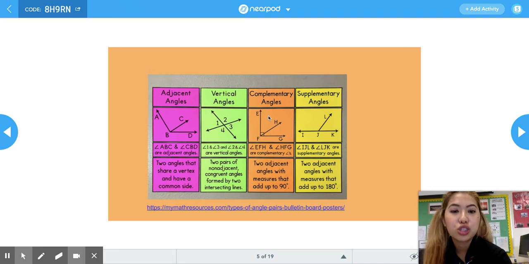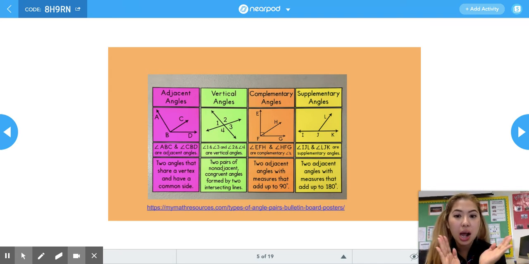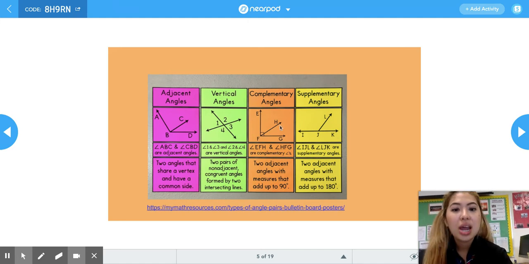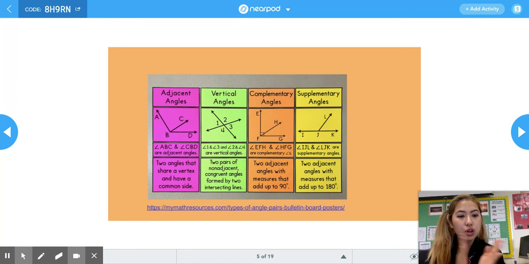Complementary angles are 2 adjacent angles. So they share that common vertex, which is that common point. In this case, it would be F, and they have that common side, which is FH. And when you add up the angle measurements, it adds up to 90 degrees. So complementary is 2 angles that add up to 90 degrees.